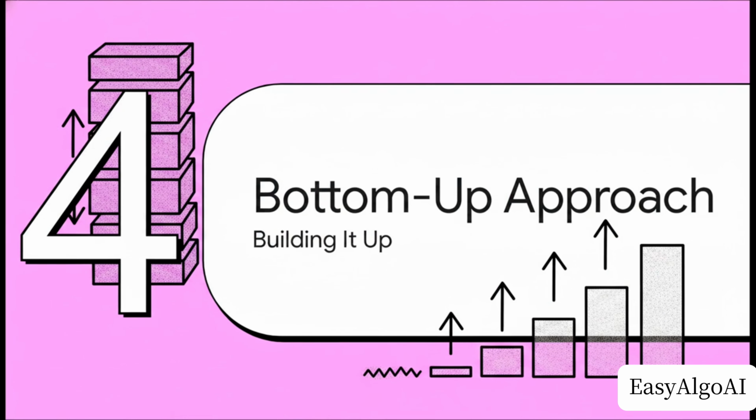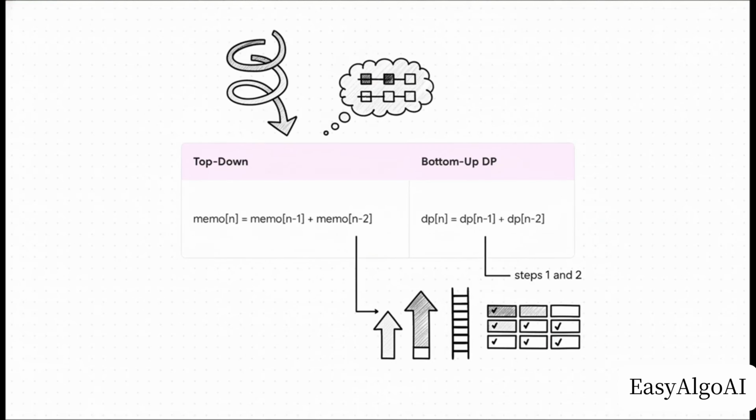Which brings us to Section 4, bottom up, building it up. Translating recursion to tabulation. Now we solved the time issue, but our recursive call stack is still eating up O(n) memory space as it grows. So let's evolve this into a bottom-up approach. Here's a golden rule.